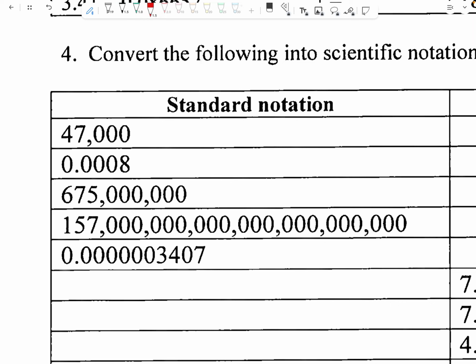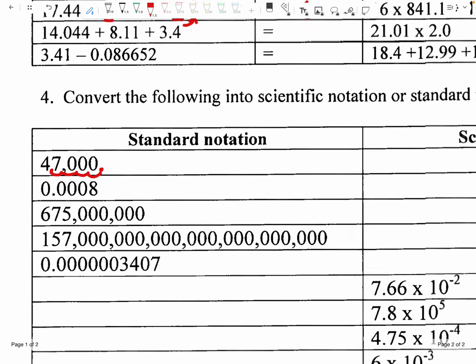So 47,000. The rule is, first of all, the decimal in that number is right there. But you want the decimal in scientific notation to be between the first 2 non-zero digits, and that would be between the 4 and the 7, which is right there. So now we take our new decimal and count back to the old one to see how many spaces away that old one was. So let's count. 1, 2, 3, 4. That's 4 digits, right?